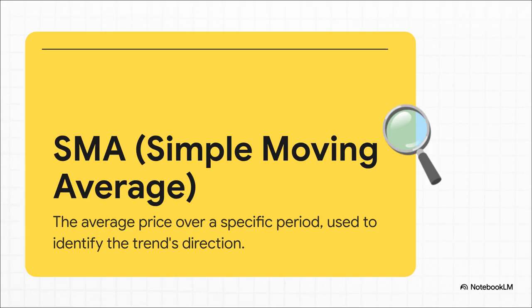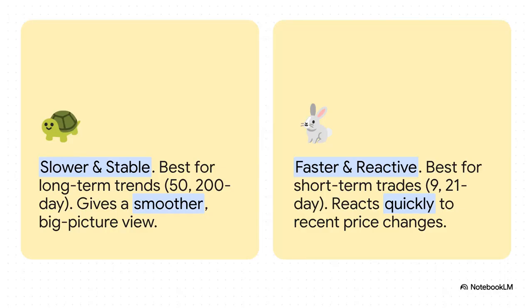And the two that everyone, and I mean everyone, watches are the 50-day and the 200-day. And this really breaks down the two main flavors of moving averages perfectly. Think of the SMA as the slow and steady lane on the highway. It's great for the big, long-term picture. But the EMA, that's the fast lane. It pays more attention to what's happening right now, which makes it super responsive and perfect for traders who are looking at shorter time frames.